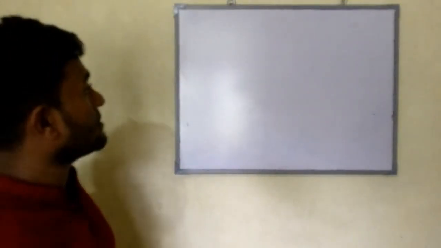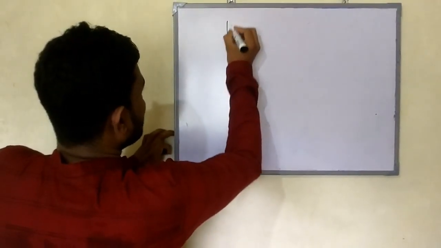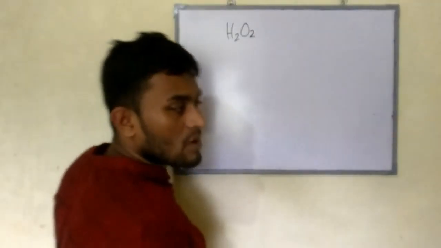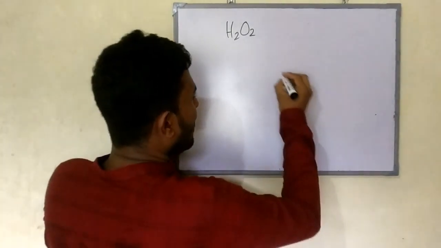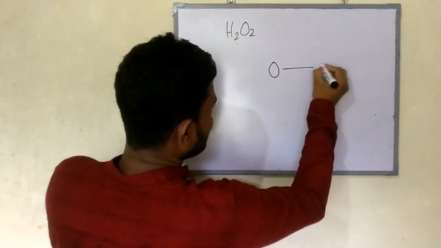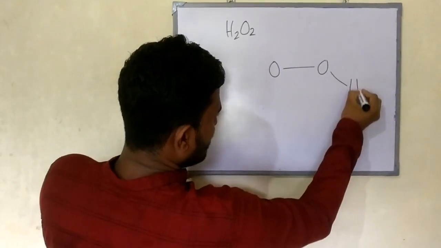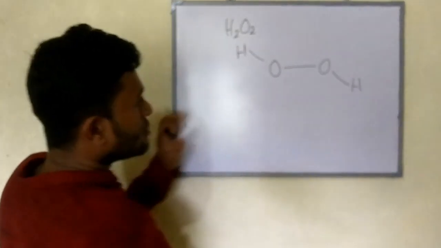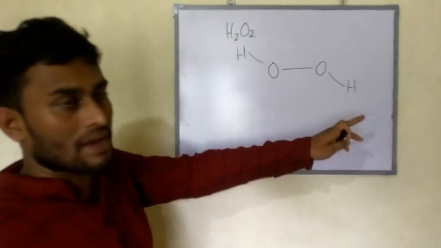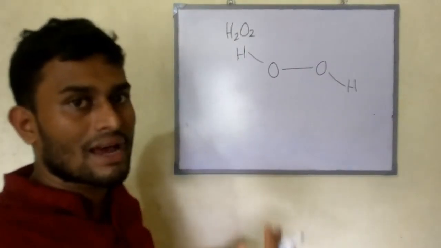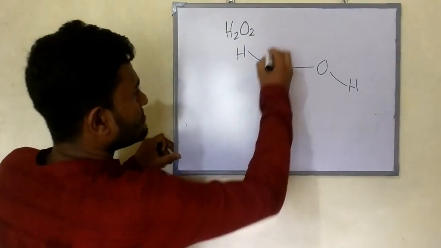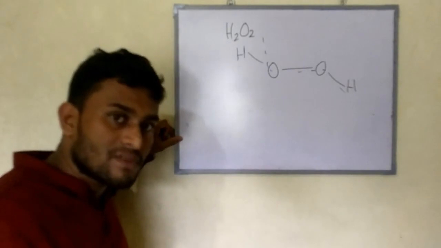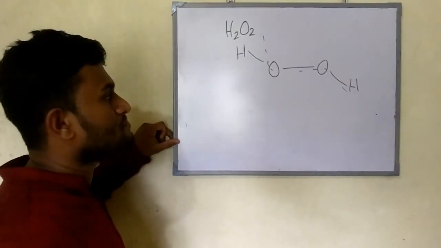The next example will be hydrogen peroxide, H2O2. From your A-level knowledge, you know hydrogen peroxide is like this. It is not a planar molecule. These two hydrogen atoms are not in the plane. It just looks like a laptop. Like this, it is not in a plane. So a plane of symmetry is absent really.